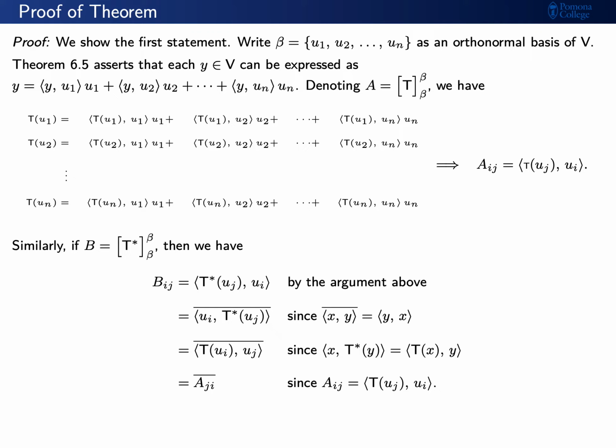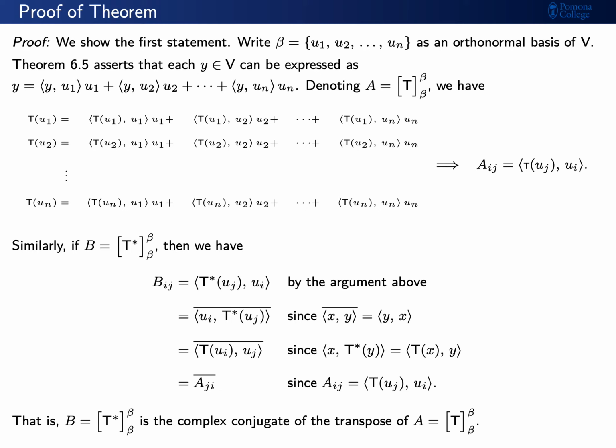Now we use the fact that we have an adjoint, so we can slide T to the left, and this is, of course, the complex conjugate of the inner product of T of ui and uj. But looking at this, it is really just the complex conjugate of A sub ji, which of course is the same thing as saying that B is the complex conjugate of the transpose of A. This shows the first statement.